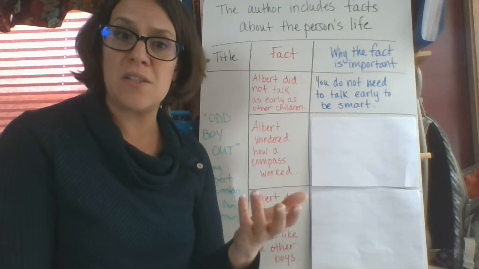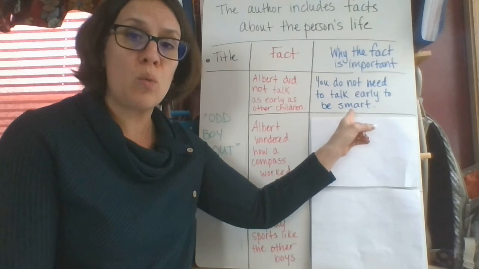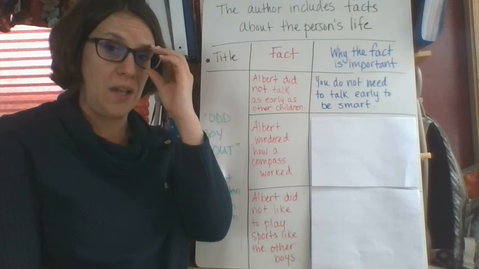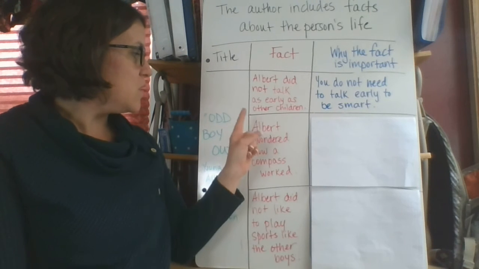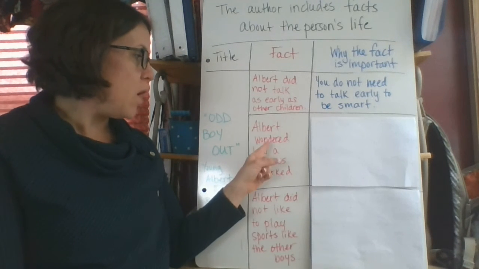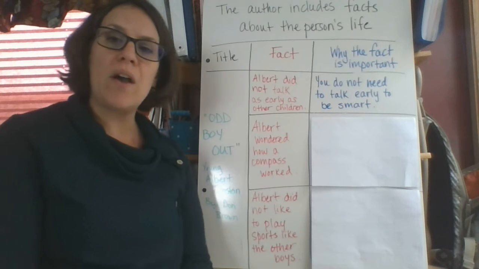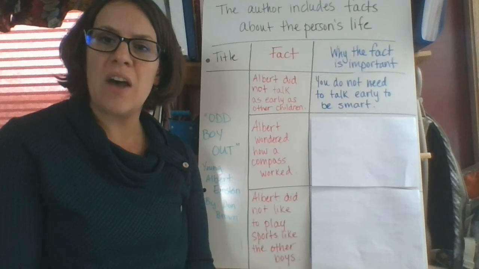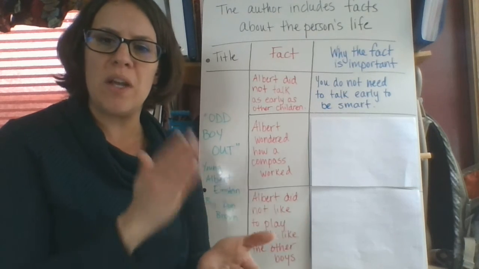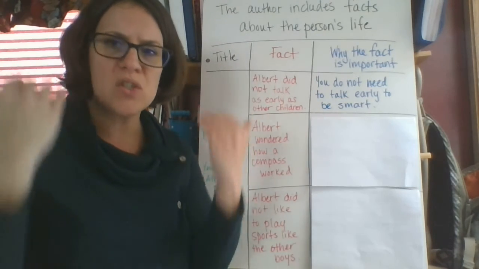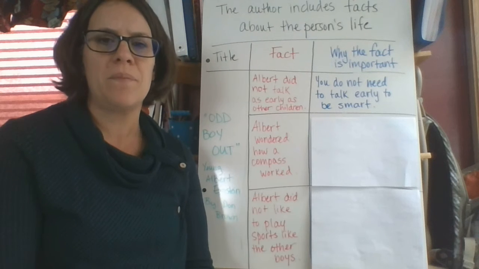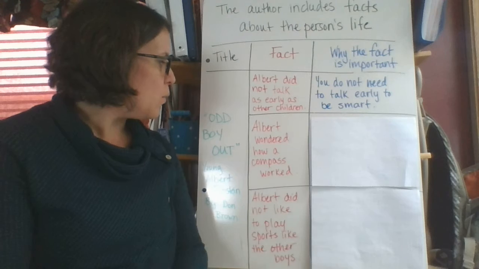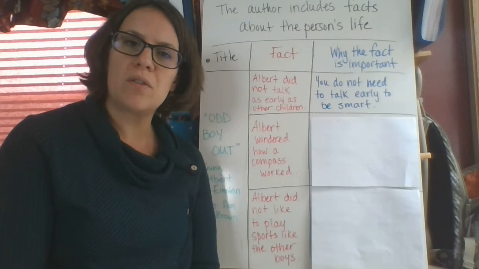And if we were going to take it a step forward and try to come up with a better word for smart, we could say intelligent. Let's keep going. So Albert wondered how a compass worked. Do you remember that part in the story where he was given a compass and no matter which direction he went, it always pointed the same way? And he was so intrigued by that. So the fact is, Albert wondered how a compass worked.